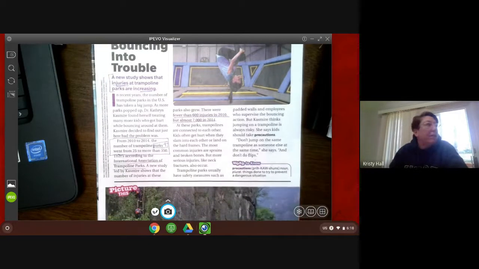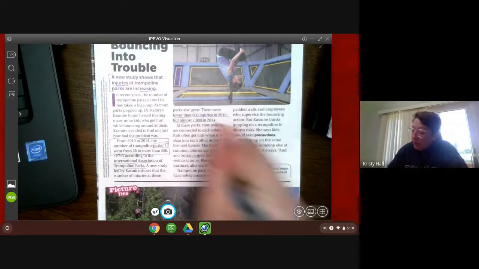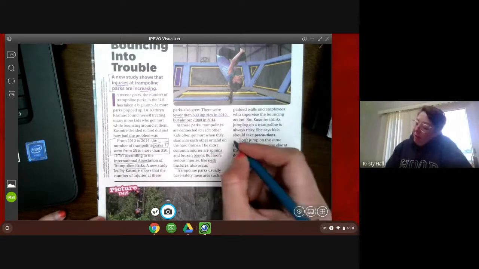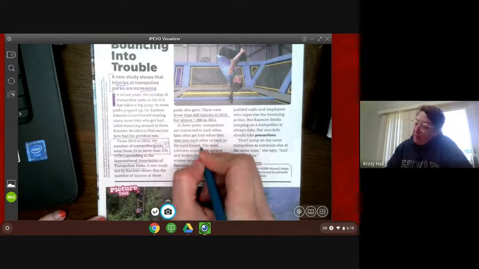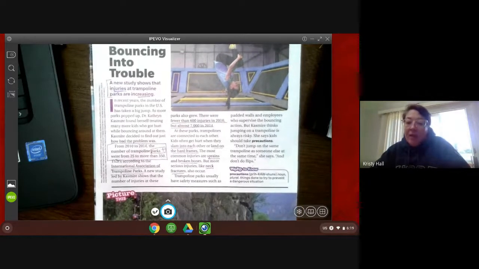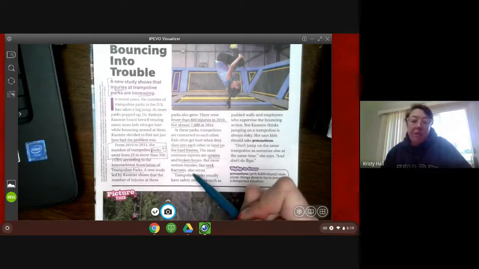So I'm looking at the information the author gave me. She gave me a lot of statistics about the increase in parks and the increase in injuries. She also talked about the different kinds of injuries: sprains, broken bones, neck fractures. She told me how kids get hurt. They slam into each other and they land on the hard frames. So it's clear that this author's perspective is that trampoline parks are dangerous. I know that this is the author's perspective because of the information that she chose to include.